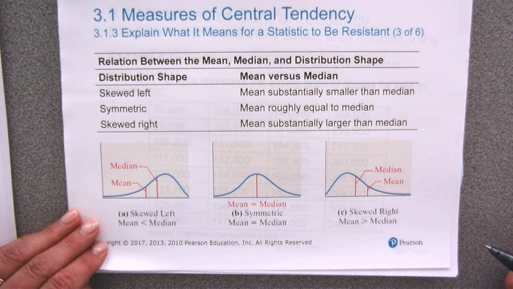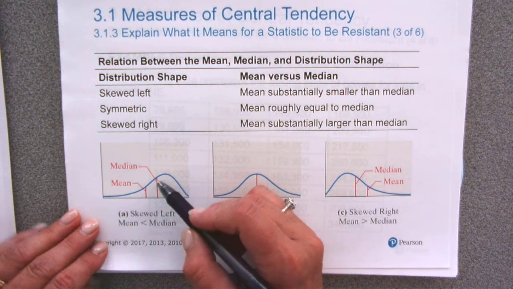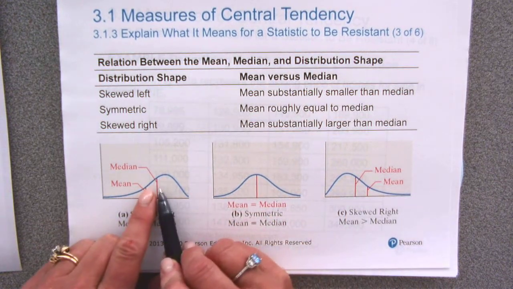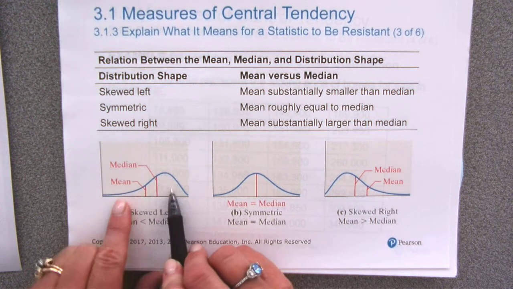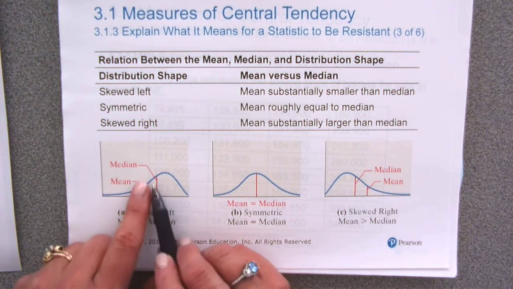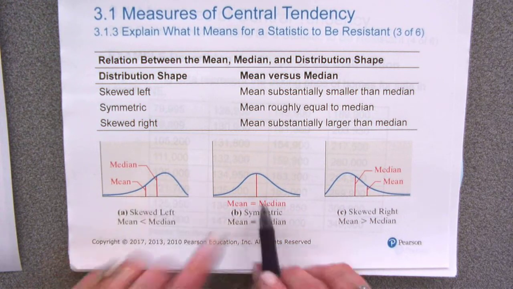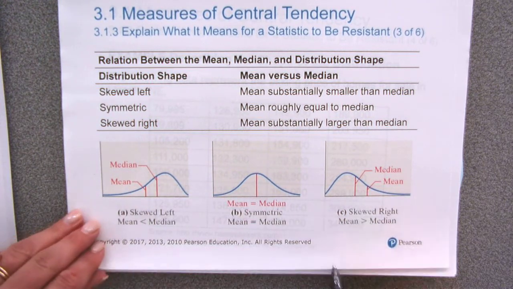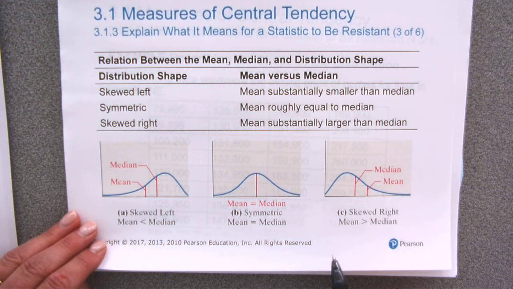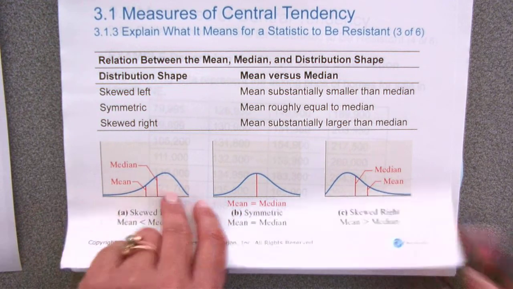So the median is the middle number, so that means that half of your data is on this side and half of your data is on the other side. Half on the right and half on the left of the median. Okay. Any questions about that?